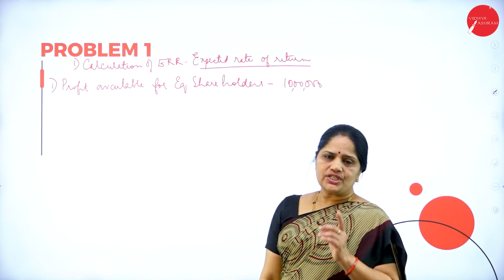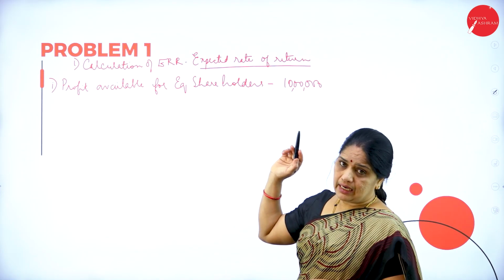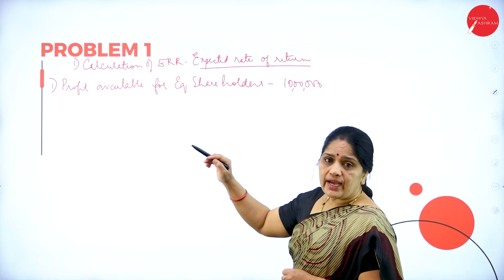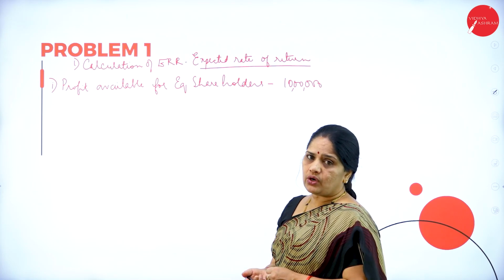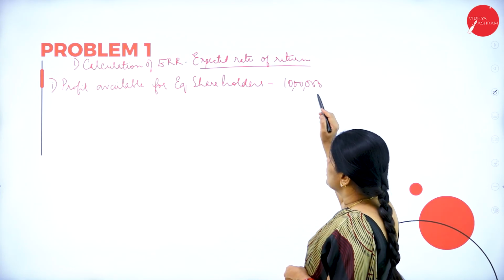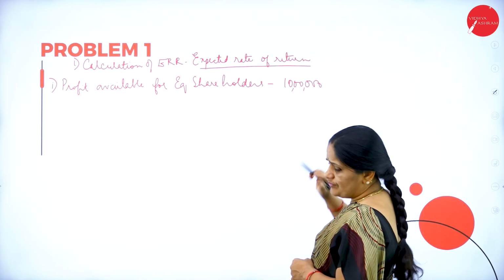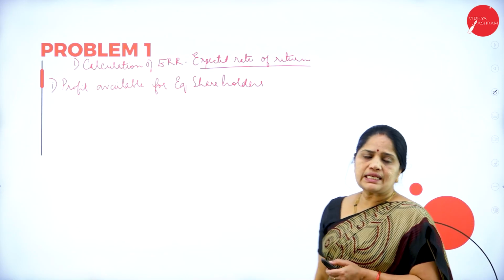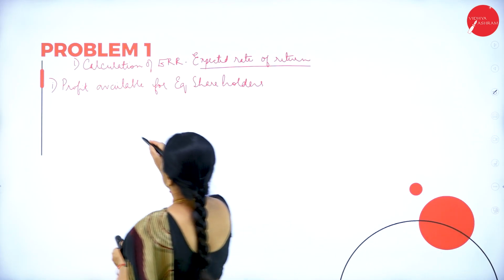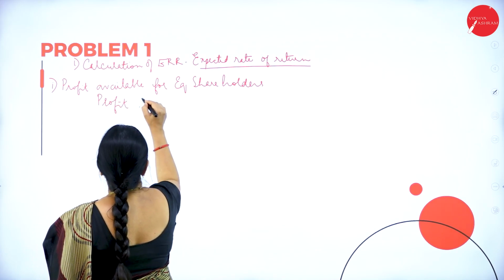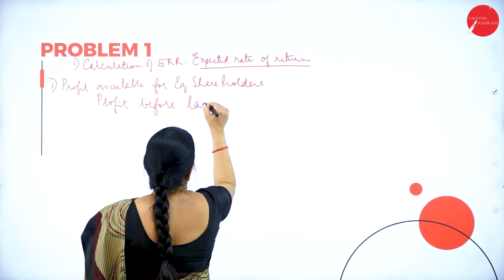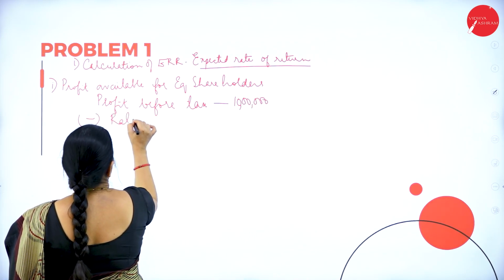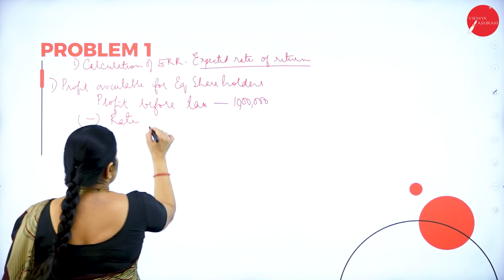Now here, for the valuation of shares, first thing is we have to calculate the ERR, that is the expected rate of return. Now for calculating the expected rate of return, first thing is we have to calculate what is the profit available for equity shareholders. So what is the profit available for equity shareholders? So we have to calculate that. So for that we have to see what is the profit given. So what is the profit before tax given? 10 lakhs. So in order to calculate profit available for equity shareholders, first thing is I want profit before tax. Now what is the profit before tax? 10 lakhs less tax. What is the rate of tax given in the problem? 65%.